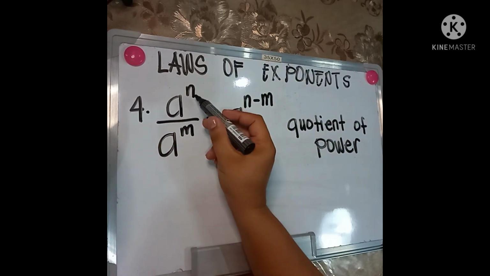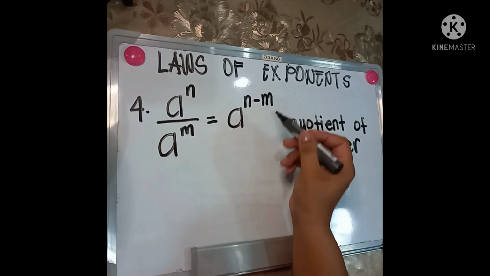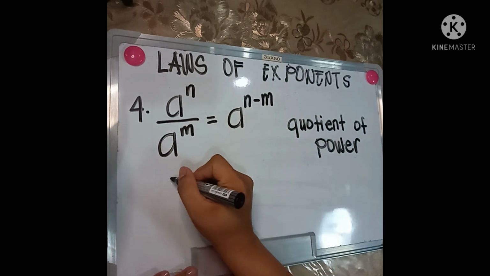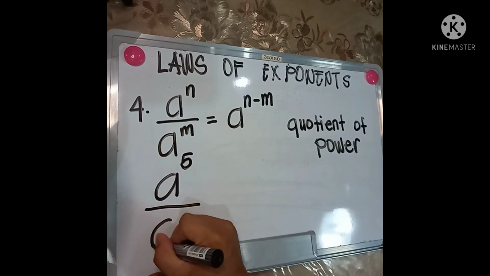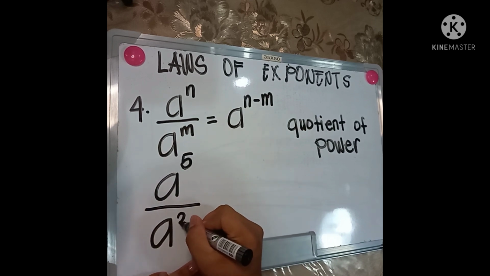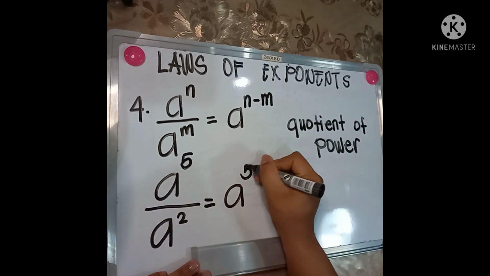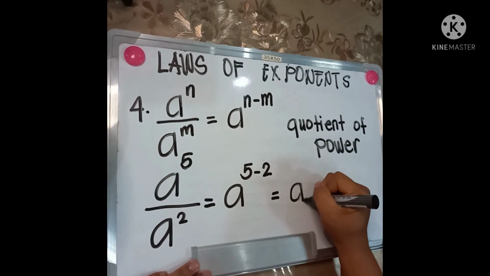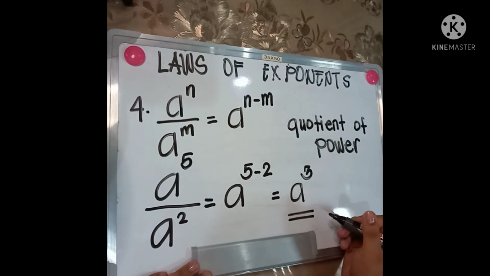Then the fourth law states that a to the power of n over a to the power of m is equal to a to the power of n minus m. That is the quotient of powers. Example, a to the power of 5 over a to the power of 2. Following the law, we have to subtract 5 minus 2, that is 3, so you will have your answer as a cubed.